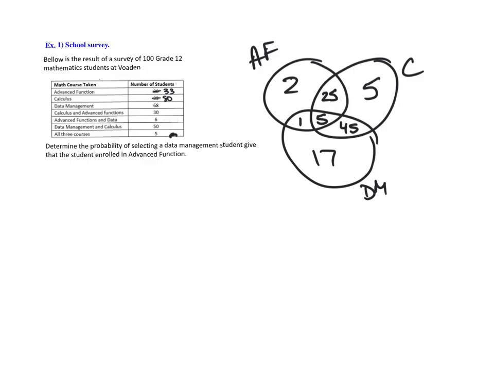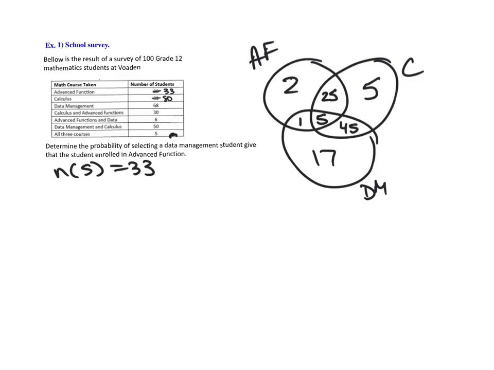So, determine the probability of selecting a data management student given that the student is enrolled in advanced functions. The number that we have to start with is the students enrolled in advanced functions. That is our sample set. And the number that took data and functions, there's 6 of those. So let's read the question. What is the probability of selecting a data management student given that the student is enrolled in advanced functions?